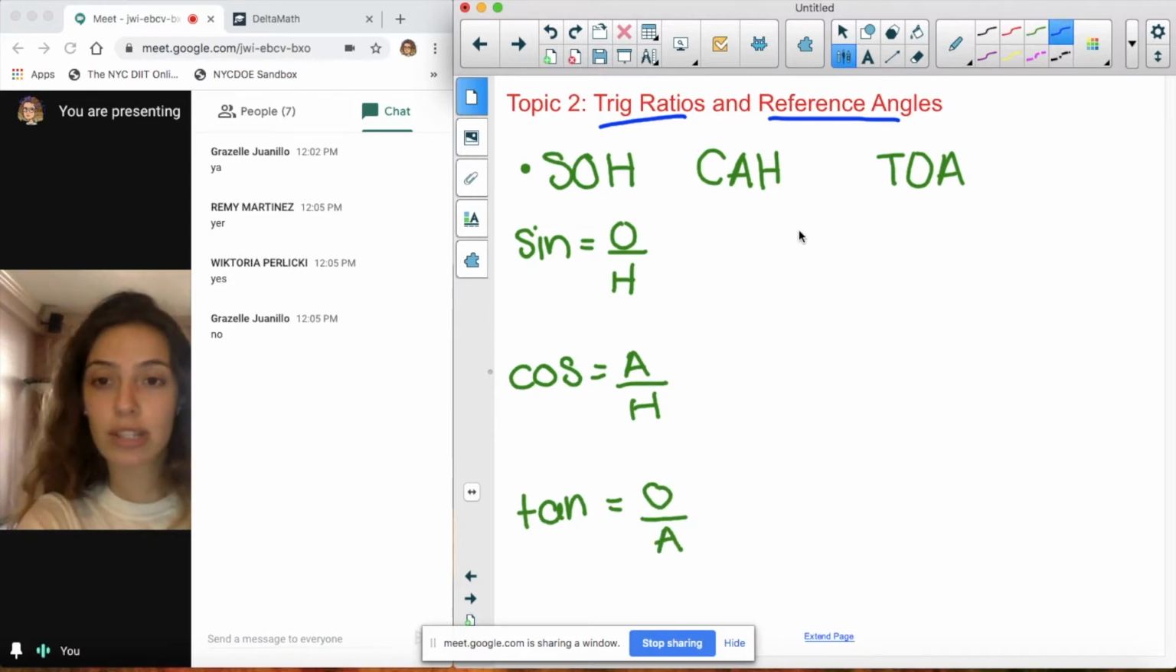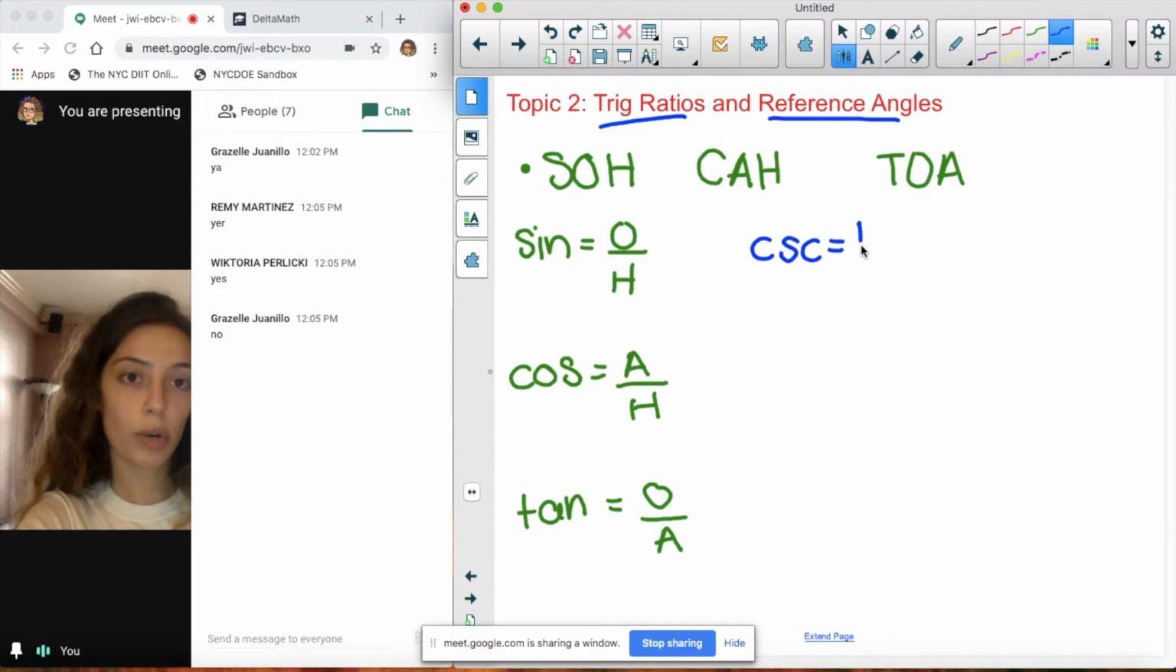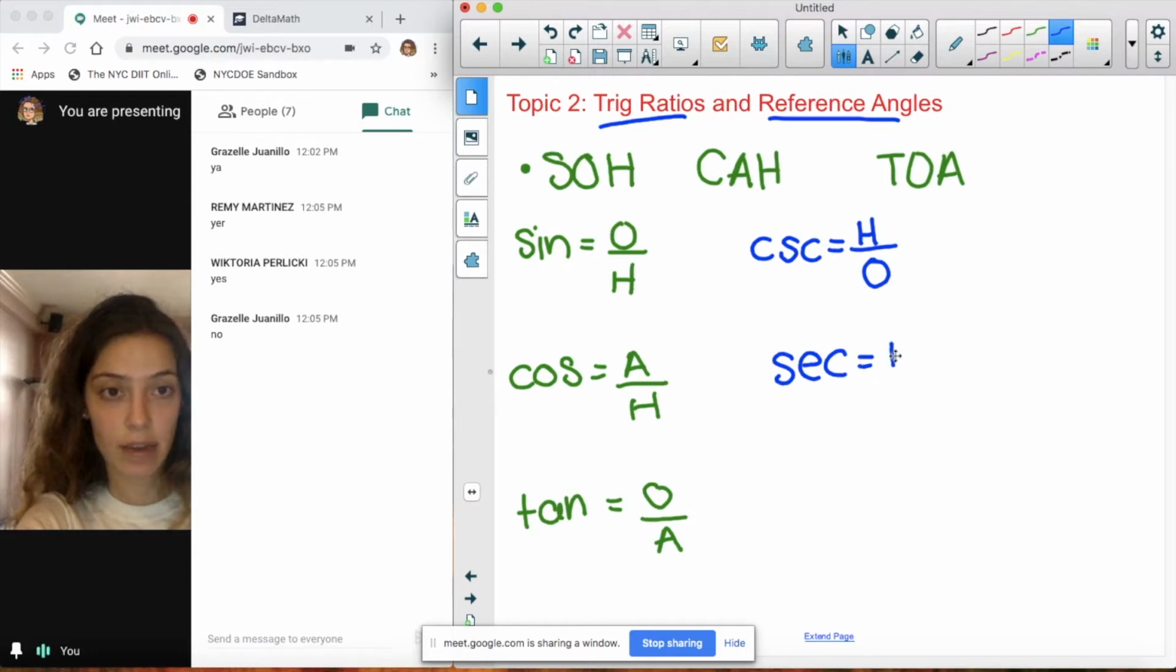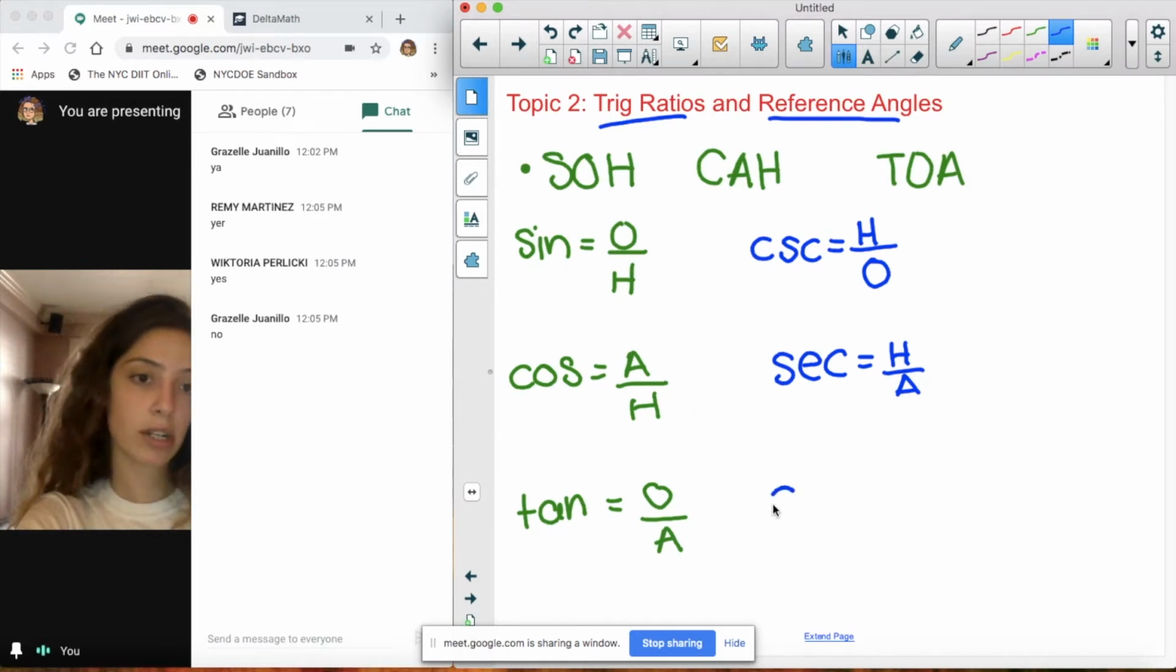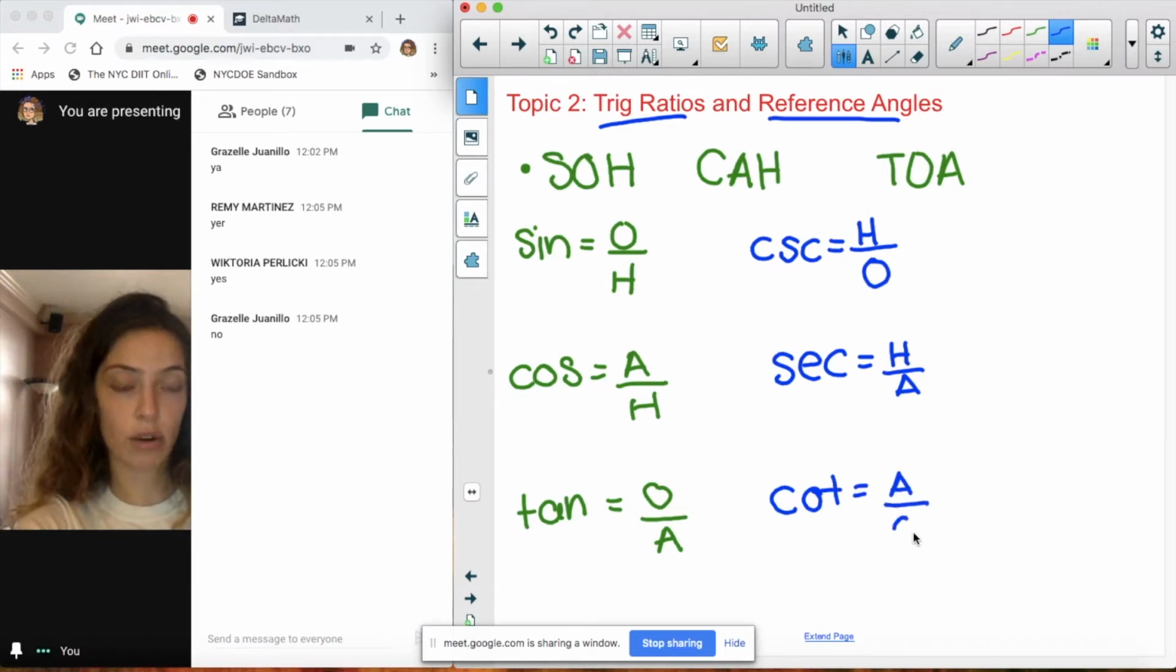Now there are some reciprocal trig ratios. The reciprocal of sine is cosecant, okay? So to find cosecant, you can either find the sine and flip that fraction, or you could do hypotenuse over opposite. So you just flip that fraction. The reciprocal of cosine is secant, and that would be hypotenuse over adjacent. Again, just find the reciprocal or the flip of that fraction. And the reciprocal of tangent is cotangent, and we'd have adjacent over opposite.